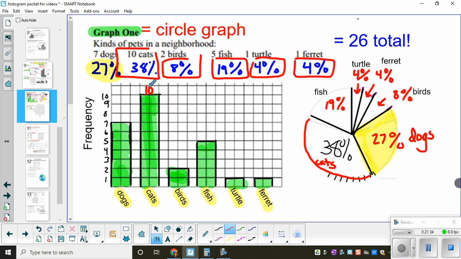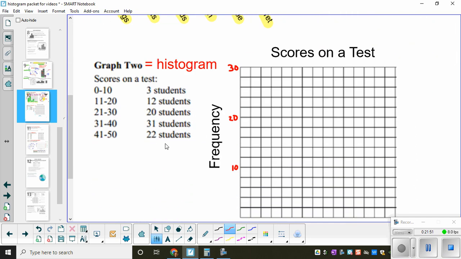And we can again see that there is a height of 10. And when we did the 10 divided by 26, that's where we got the 38%. All right, so that takes care of graph 1. And that one, like I said, I think that this part was a little bit tricky with the percentages, but the bar graph was not so bad.